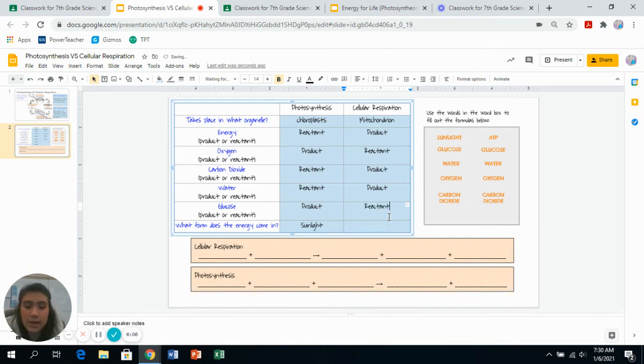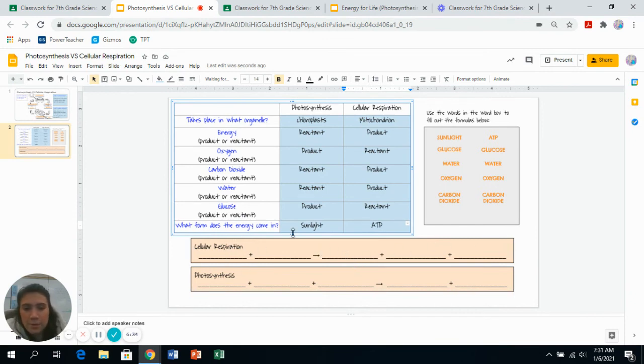And you can see with these that it's completely opposite. Reactant, product, product, reactant, reactant, product, reactant, product, product, reactant. And then what form does the energy come in? It's not going to be sunlight anymore. It's going to be our own that we create, which is called the ATP. Now, with all of these, reactant is going to be on the left side of the reaction, and the product is going to be on the right side of that arrow.